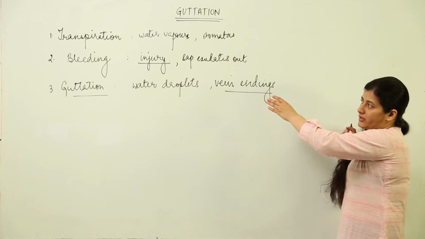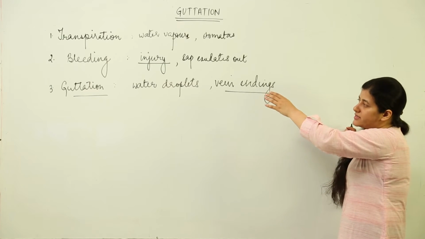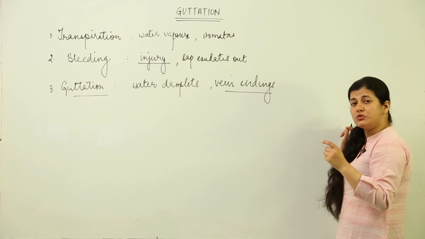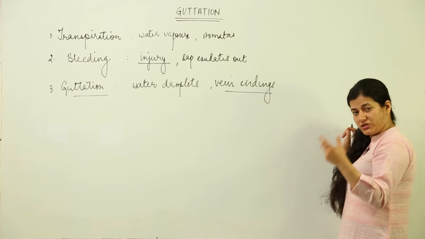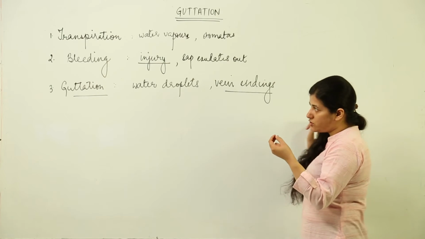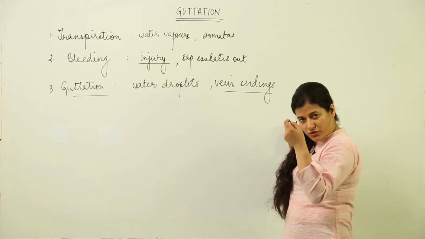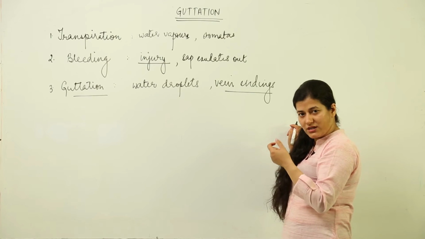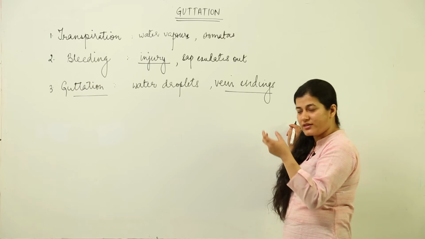And as I told you, in the bleeding case there is injury, because of which whatever cell sap is present inside the plant comes out. You must have seen that at times you break the leaves or you just tear apart the leaf from a plant and there is some milky substance that comes out, that is bleeding.